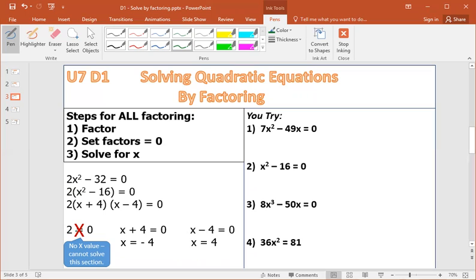Now, when I set 2 equal to 0, 2 is never equal to 0. So you can see I put a big red X there. That means that 0 is not the solution. It means that that doesn't give me a 0 or a root intercept. So we're going to throw that away. Okay, there's no x involved there. Okay, x plus 4 equals 0 gives me -4, and x minus 4 equals 0 gives me +4. So the only two valid solutions here are -4 and +4.